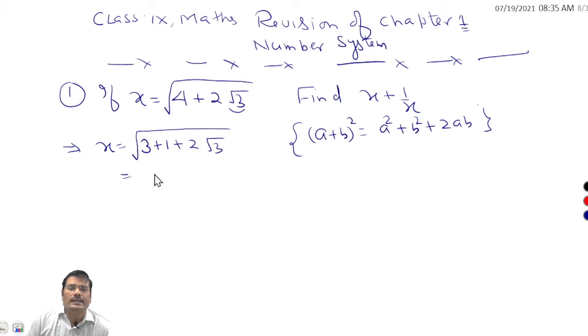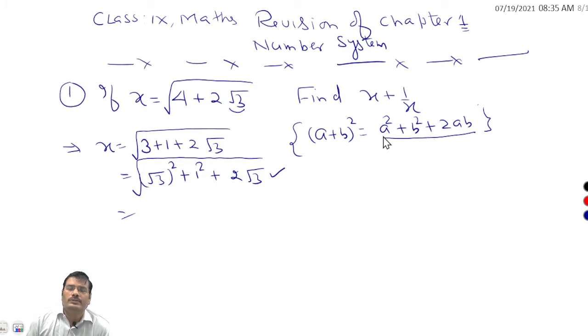And this 3 can be written as whole square of under root 3, and 1 can be written as 1 square, plus 2 under root 3. If we compare this with the formula, we observe that in place of a square it is 3, and in place of b square it is 1. So a is under root 3, b is equal to 1. So this is nothing but the whole square of under root 3 plus 1. So this x is equal to under root 3 plus 1.